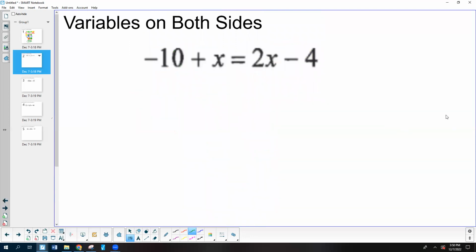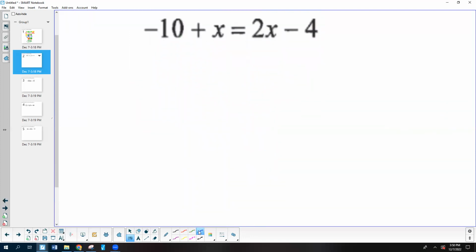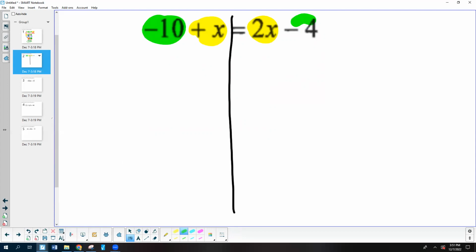I'm going to do another example with you guys, variables on both sides of the equal sign. For this one, we're going to draw our wall, or our line, down the middle of our equal sign. Here, I'm going to highlight my variable terms and constants again. We want to move everything that is a variable to one side. Now, this right here is 1x, this right here is 2x. I like to advise you guys to move the smaller variable over to the other side, and that's just going to give you less steps in the end.